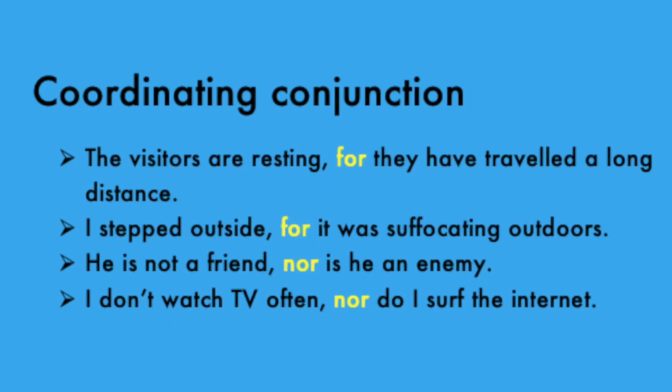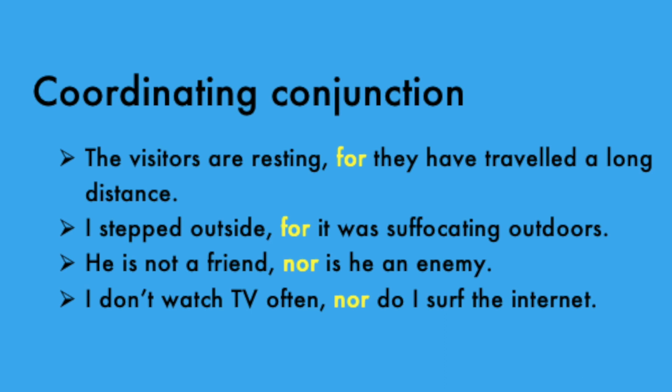The conjunction for is used to show the reason for an action. See the examples. The visitors are resting, for they have traveled a long distance. Here it shows reason. Why are they resting? Because they have traveled a lot. So instead of because, for is used in this sentence. See the next sentence. I stepped outside, for it was suffocating indoors.